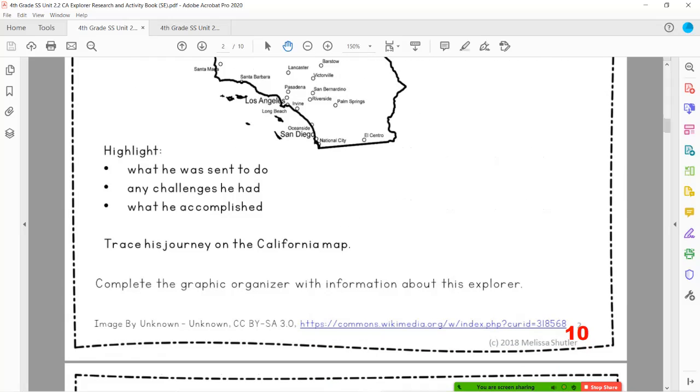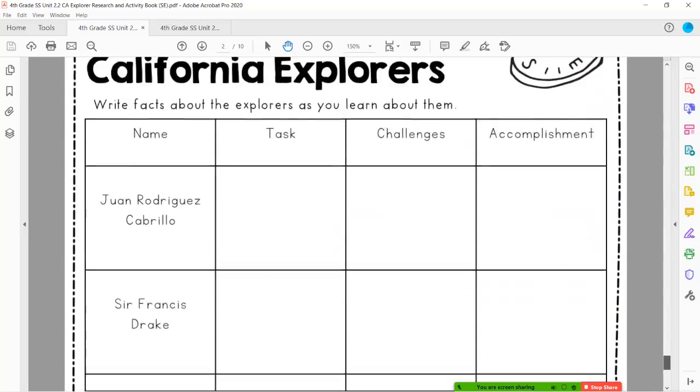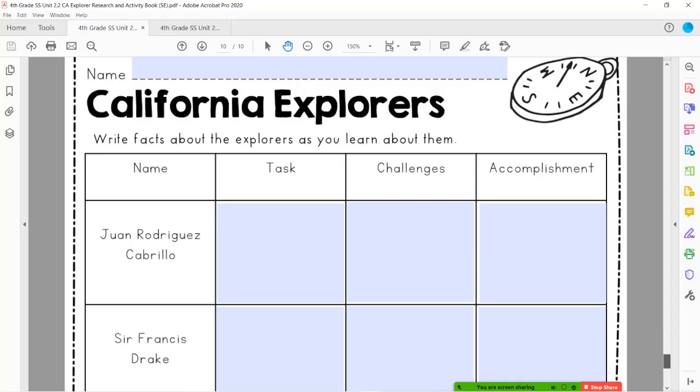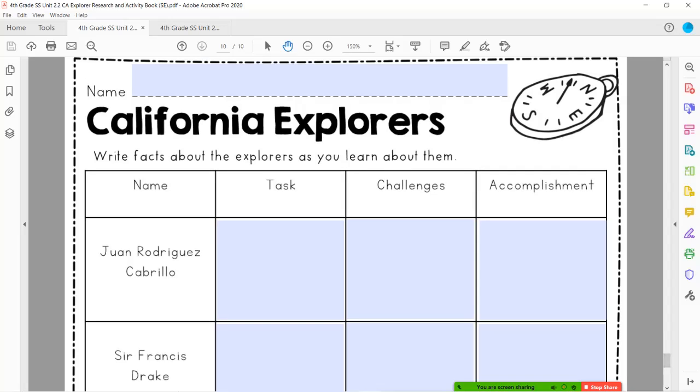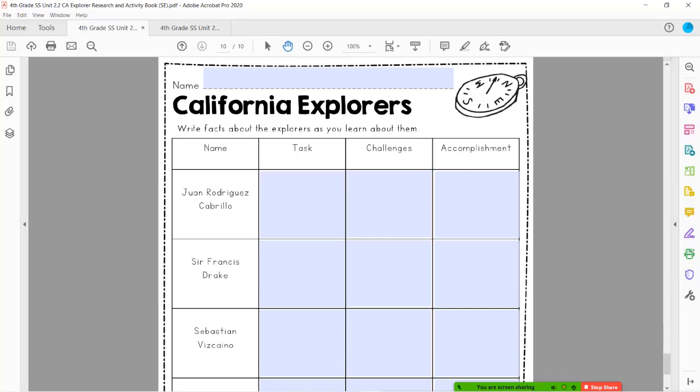Now, once you've finished this, the graphic organizer is at the very end of this booklet, and I'm going to scroll down there real fast to show you what it looks like. Now, here is your graphic organizer. Your graphic organizer basically has the three things that you underlined. There are boxes for you to fill it out here.